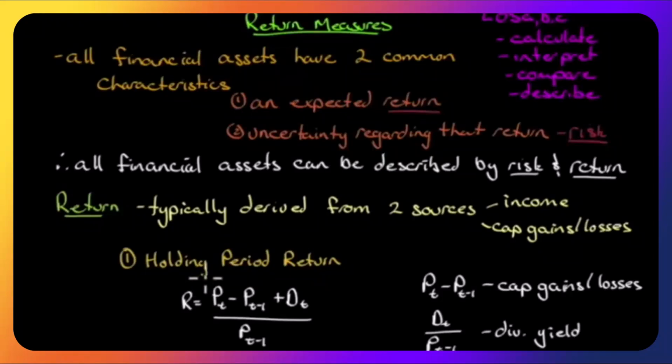Number 1, a holding period return. We've seen this before, where our return is simply the price of an asset at the end of a period minus the price of the asset at the beginning of the holding period, plus any income derived, divided by our initial investment, which was the price at the beginning of the period. So P_T over P_0 minus 1 measures our capital gain or loss. And D_T over P_0, this is our dividend yield or our coupon yield, whatever D happens to be. It could be dividend, could be income. And that's the basic formula for a holding period return.